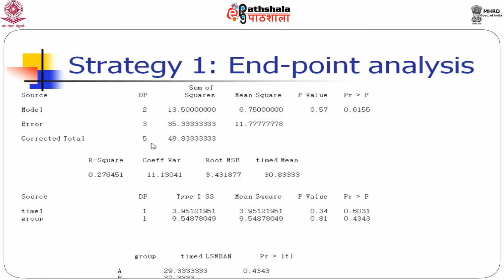You get 5 total degrees of freedom, and you can compute the sum of squares and other things: the sum of squares due to time, the sum of squares due to group, all these things. And also, at time point 4, you can compute the least square means for A and B, and then compute the t statistic, the Student statistic, for drawing your inference.